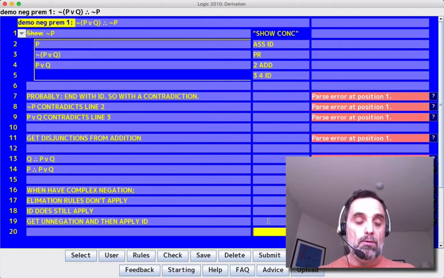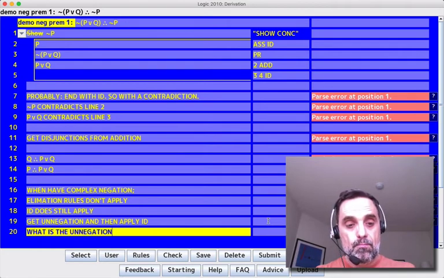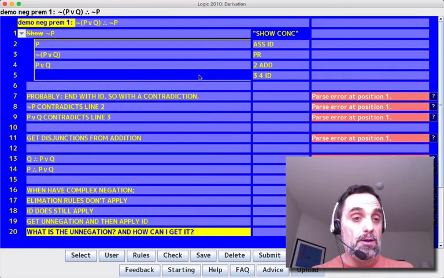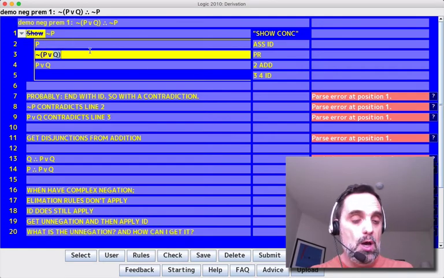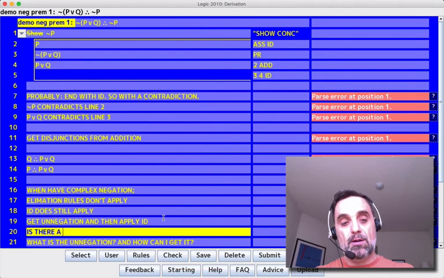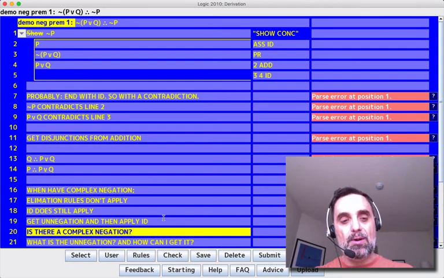So you have to think about, okay, what is the unnegation and how can I get it? Those are then the strategic questions you have to ask yourself to figure out how you're going to complete the derivation. You have to figure out, okay, there's a complex negation. What do I do? I get the unnegation. Okay, so we can really ask ourselves first, is there a complex negation? And then if there is a complex negation, we ask ourselves, okay, what is the unnegation, and how can I get the unnegation?